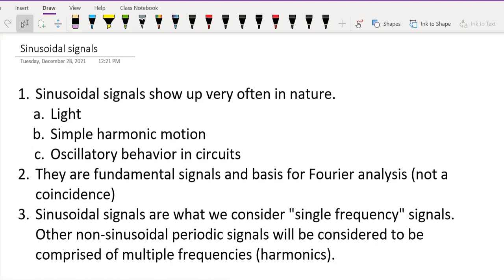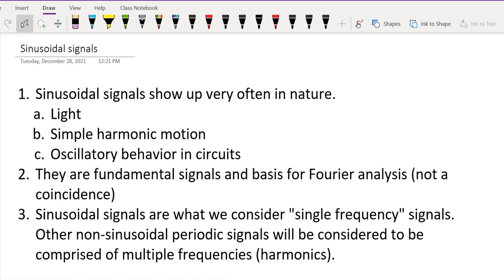Or consider simple harmonic motions. In a simple harmonic motion, when you plot the displacement versus time, the resulting signal will also be another sinusoidal signal. Now, examples of simple harmonic motion would be a spring attached to a mass or a boat bouncing on water.